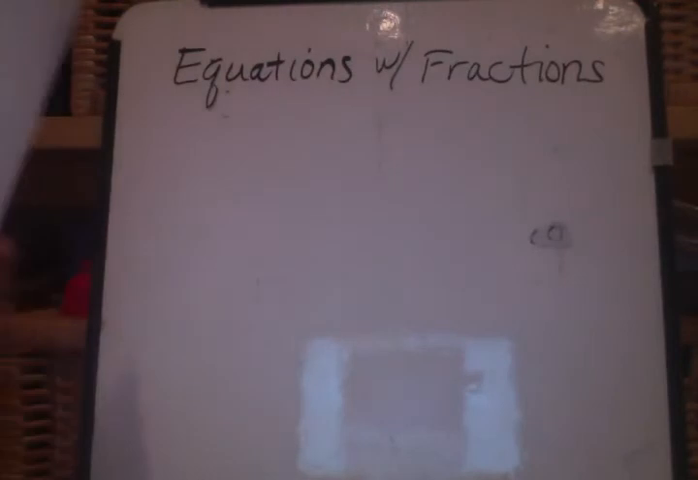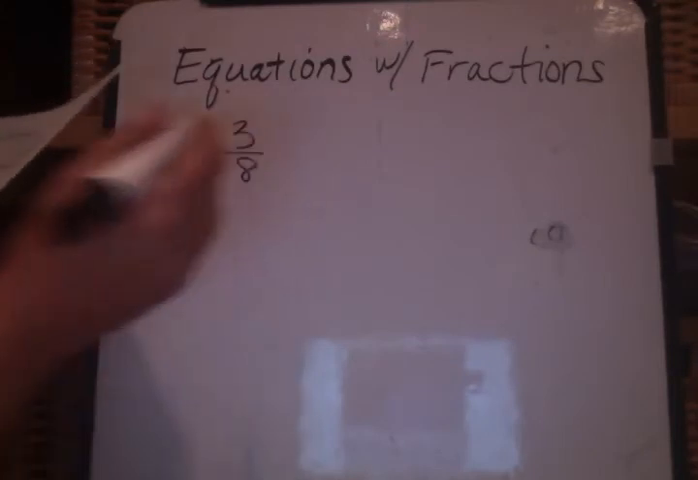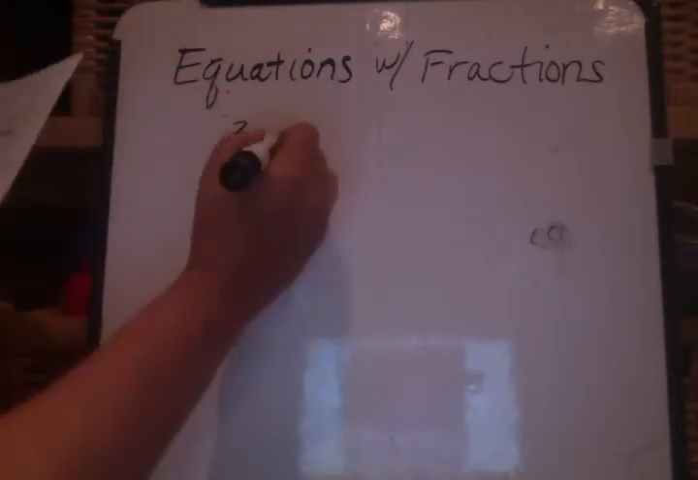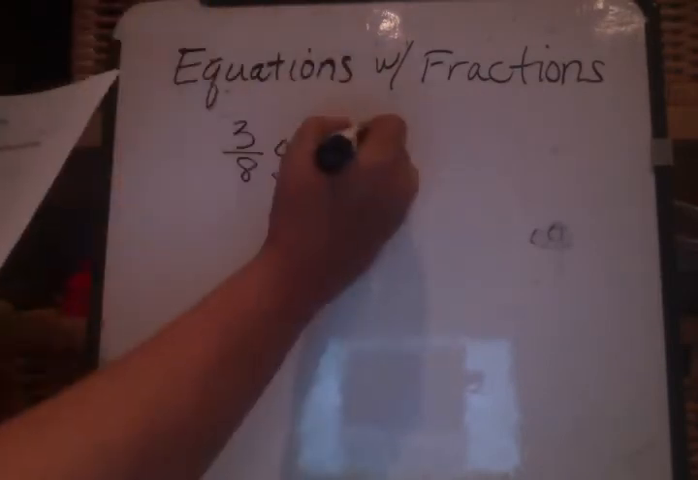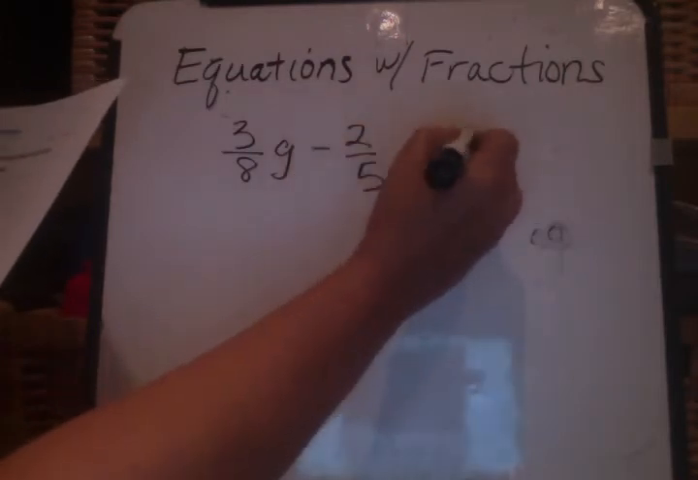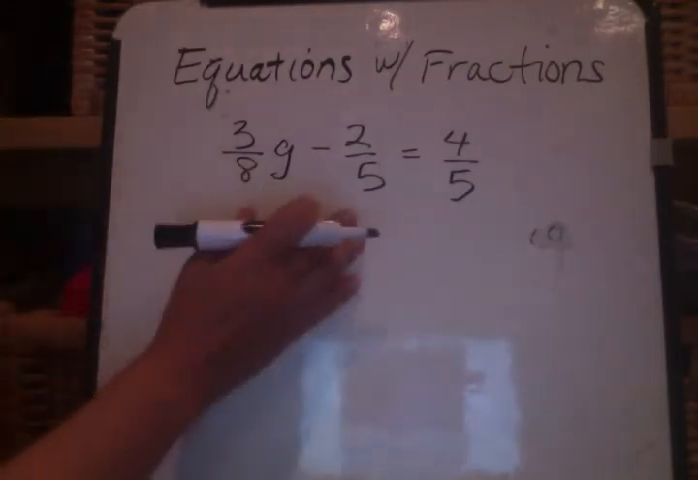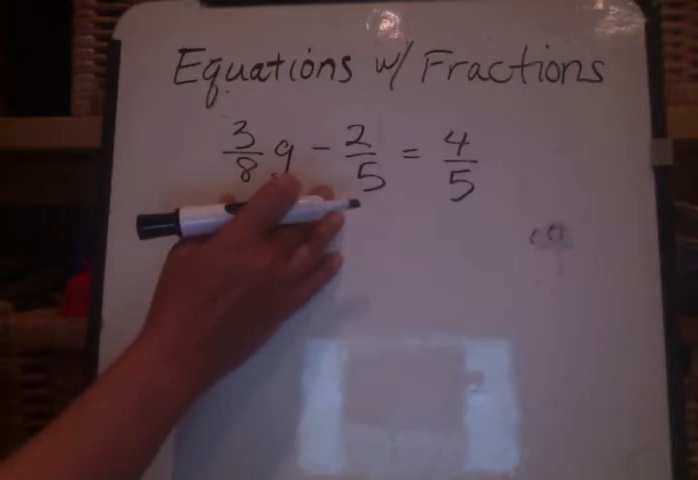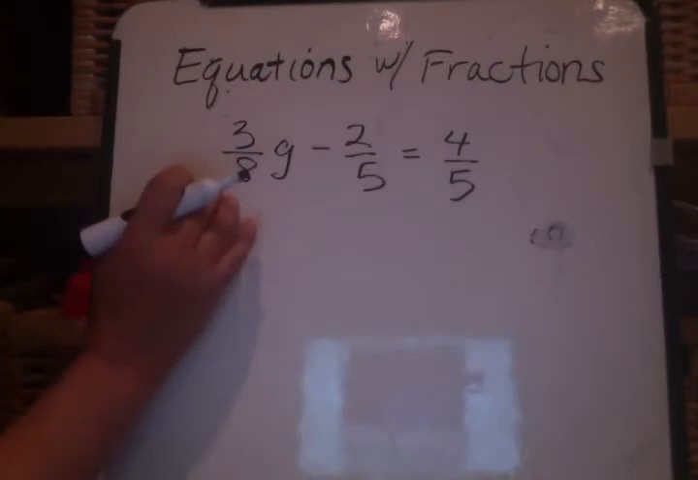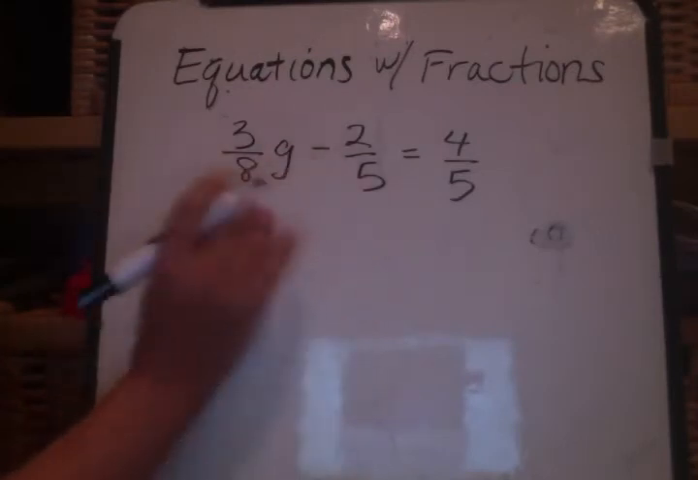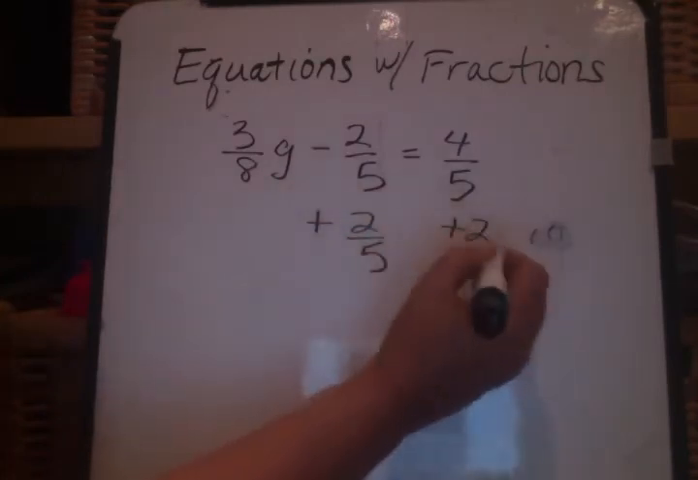Okay, we'll start with the first one here, 3/8 g minus 2/5 equals 4/5. Okay, so here we are, fractions. Now I can do what we've always done, which is add 2/5 to both sides. Actually, let me go ahead and do that. I'll add 2/5 because I want to isolate the variable.